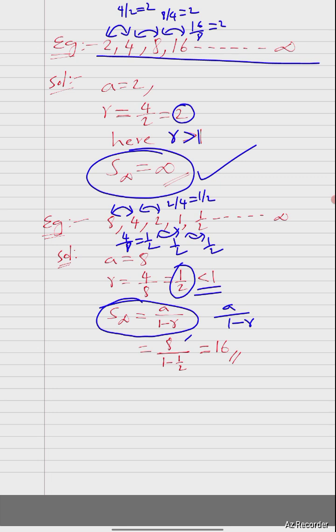So substitute the values. A is what? The first term, substitute 8 over here, and 1 minus r, the common ratio is 1 by 2, and you get 16. This is how you make use of the sum of infinite terms in a GP.